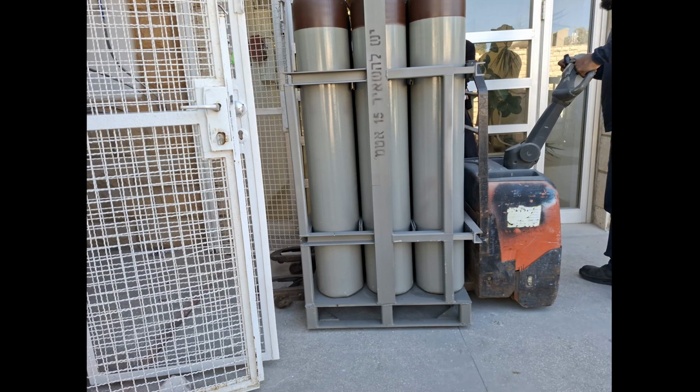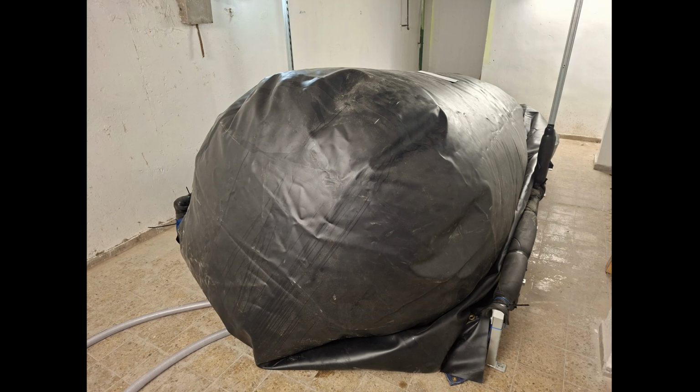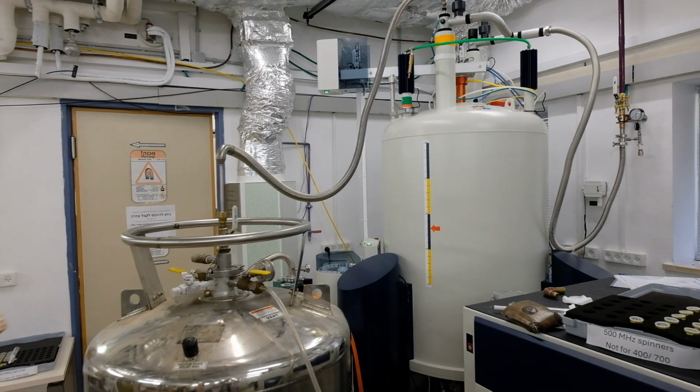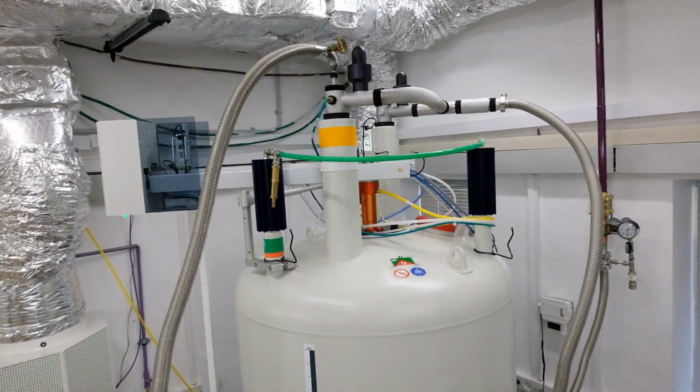2. Correct for temperature changes using the ideal gas law correction that P corrected equals P measured times T standard divided by T measured. 3. In the collection sac, correct for the pressure as well, such that V corrected is V measured times T standard divided by T measured times P measured divided by P standard. This method ensures the optimization of helium reuse and minimizes loss.